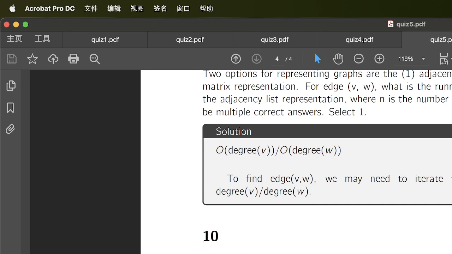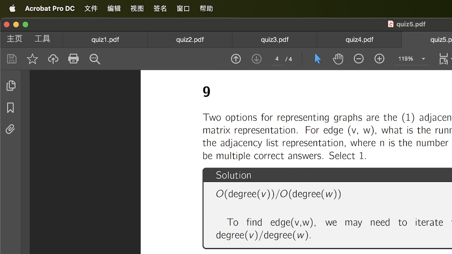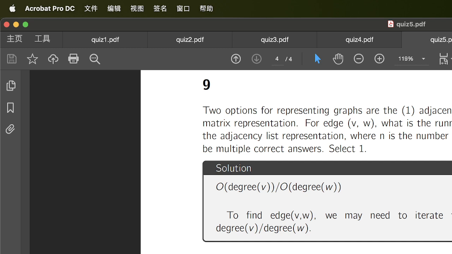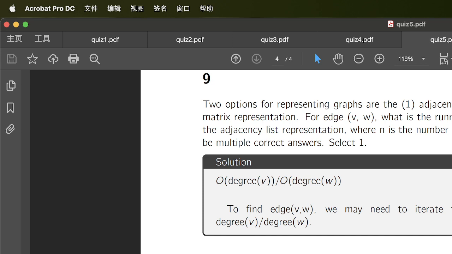Question 10. Two options. Okay, so it's another question similar to the last one. How much space is required for adjacency list and for adjacency matrix, where n is the number of nodes and m is the number of edges? For the adjacency list, we're going to need O(n + m) space, because we need space to store the n nodes and their lists of m edges, right? And for the adjacency matrix, we will need O(n squared) space.